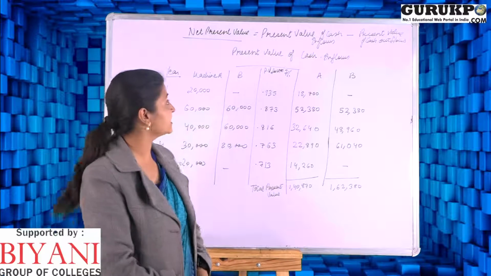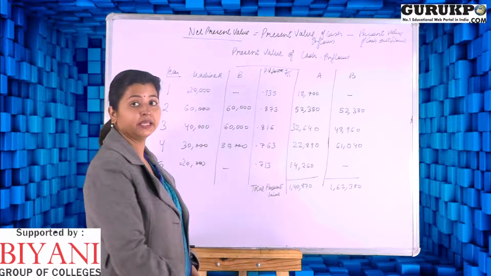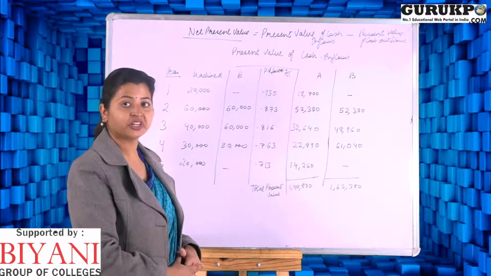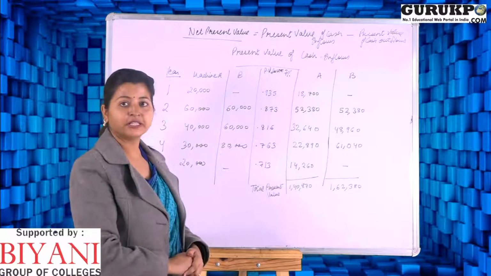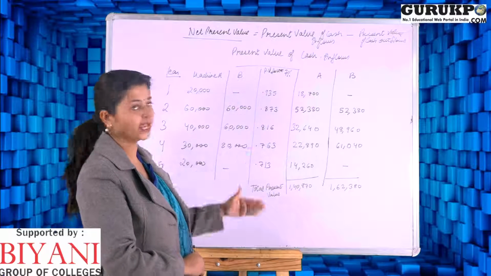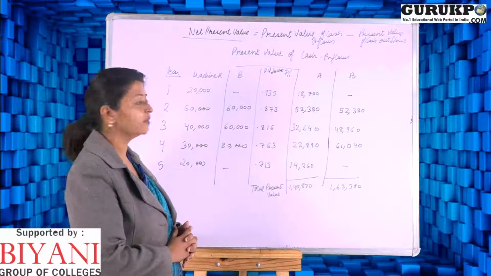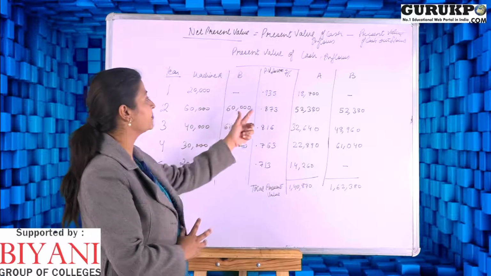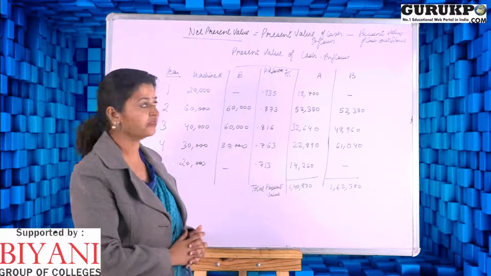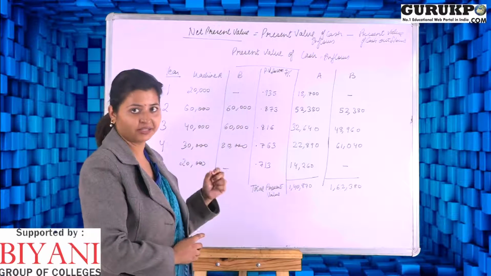Let's calculate the present value of cash inflows. For machines A and B, the cash inflows are given, so we will multiply the cash inflow with the PV factor to get the present value of cash inflow. For the first year, the cash flow is 20,000, so we multiply by 0.935. It comes to 18,700. For machine B, there is no cash inflow, so we leave it blank.